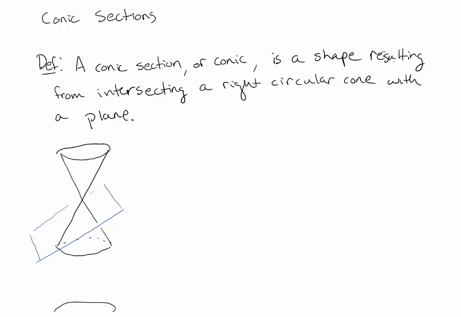Let's talk about conic sections, which a lot of people call conics. By definition, a conic section or conic is a shape resulting from intersecting a right circular cone with a plane. So I got two right circular cones here that are touching each other, and the blue part is that plane. You can think of it like a flat board essentially slicing through that double napped cone.